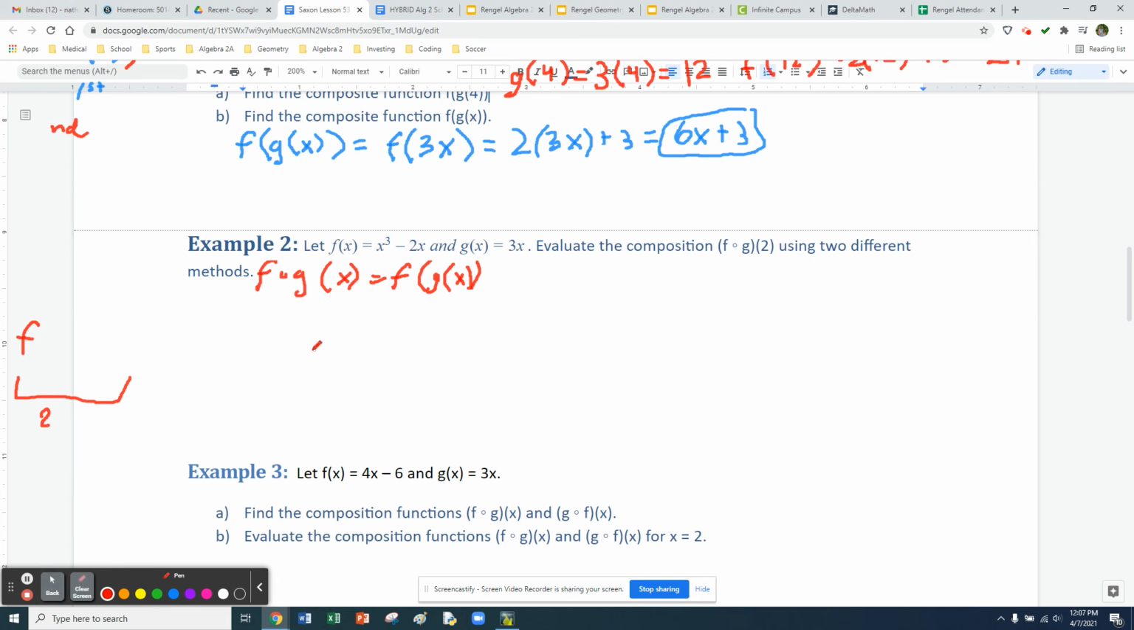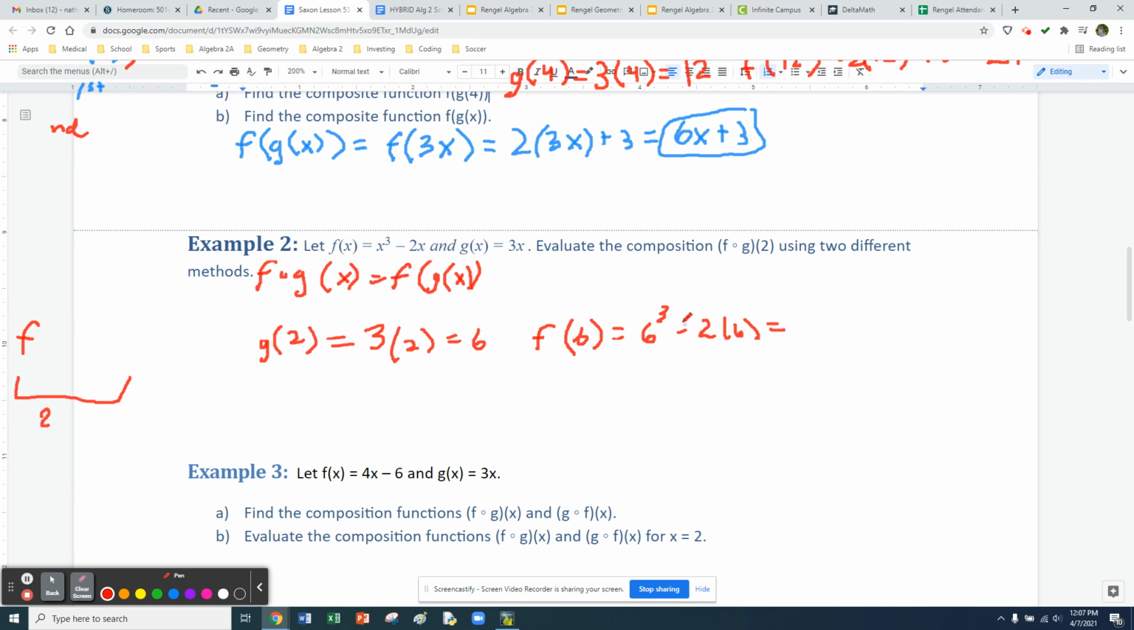So heading back to the g function is 3x, so we'll go g. Our input they want us to use is 2, so g of 2 is going to equal 3 times 2, which is 6. Now that output becomes the input into my f function. So I'm just going in order. So the g of x was inside. I do that first. Now I'm going to go f of 6. Take that output, becomes the input. We're going to get 6 to the third power minus 2 times 6.